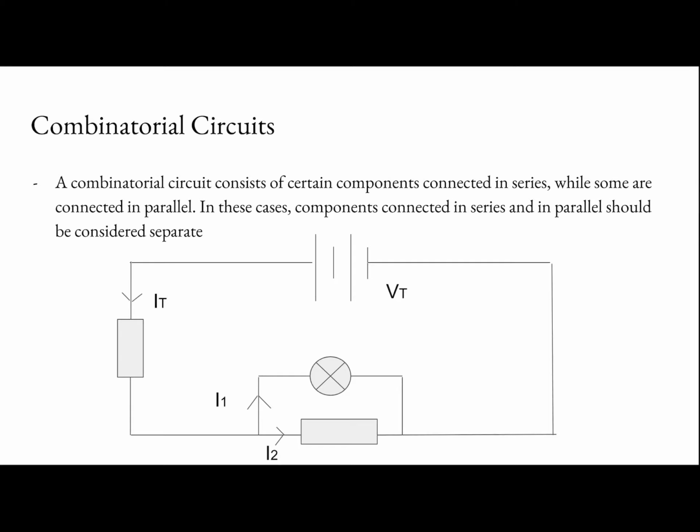Okay, so for example, this component in series is separate from the components in parallel. So when doing the calculations, you should isolate them. So total resistance of series plus total resistance of parallel. Okay, so you isolate them and you don't use them together.